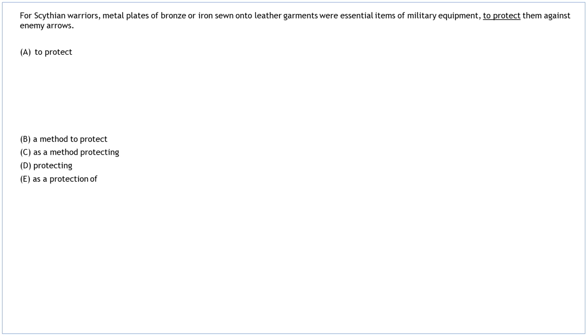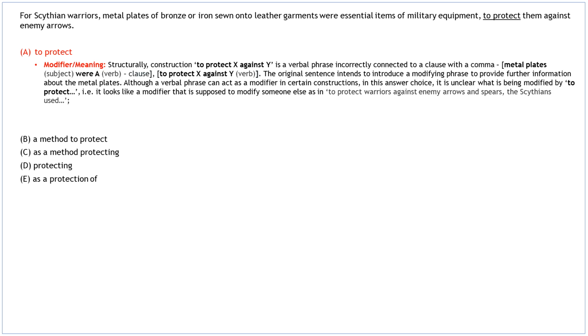Let's review answer choice A. Structurally, construction, to protect X against Y, is a verbal phrase incorrectly connected to a clause with a comma. The original sentence intends to introduce a modifying phrase to provide further information about the metal plates. Although a verbal phrase can act as a modifier in certain constructions, in this answer choice, it is unclear what is being modified by this construction.